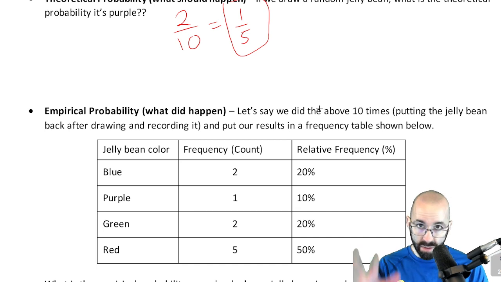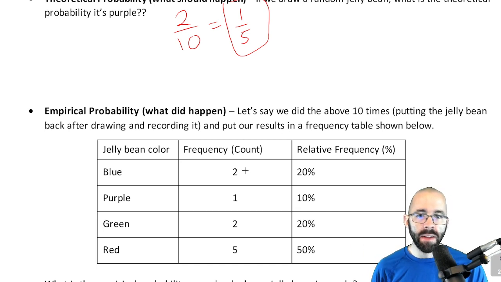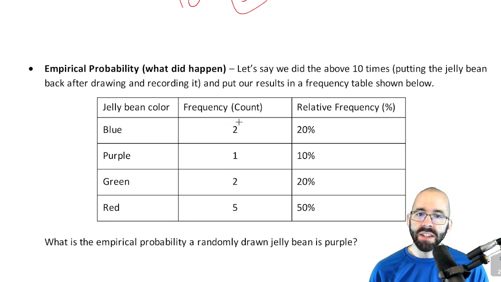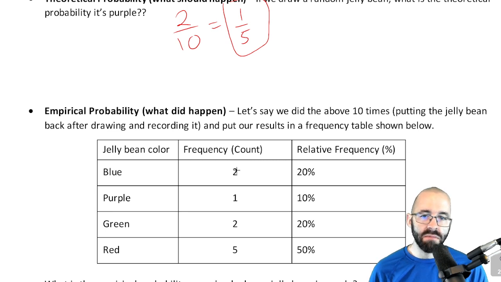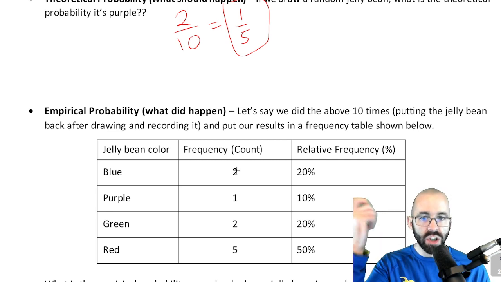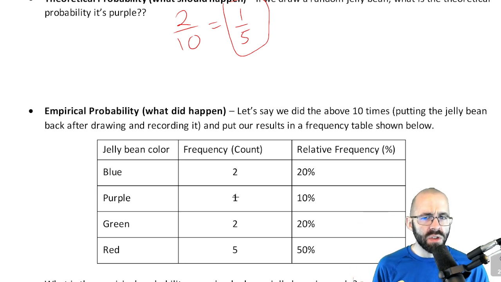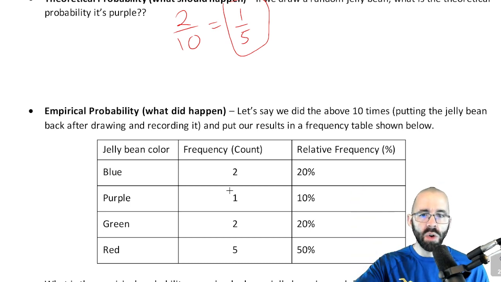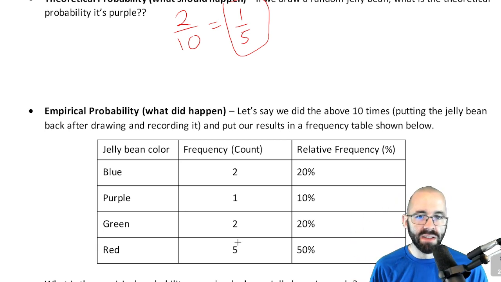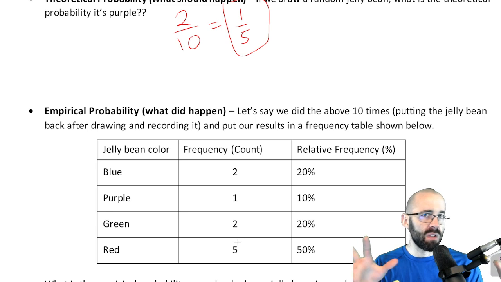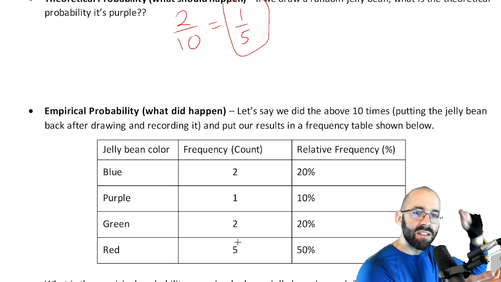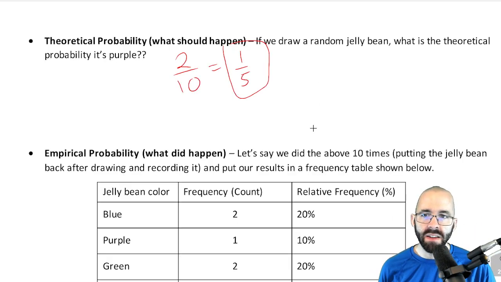So if we draw a jelly bean and put it back 10 times, and let's say we recorded that in a relative frequency table. Even though there was only one blue jelly bean, when we did this, we actually drew that blue jelly bean twice. And even though there were 2 purples, we only drew 1 purple total. And then there were 4 reds, but when we kept drawing jelly beans, we actually got 5 reds. So empirical probability should be kind of close to theoretical, but they're not going to be the same. Empirical is what happens when we actually did this. That's the difference.